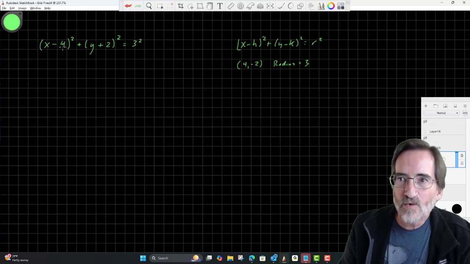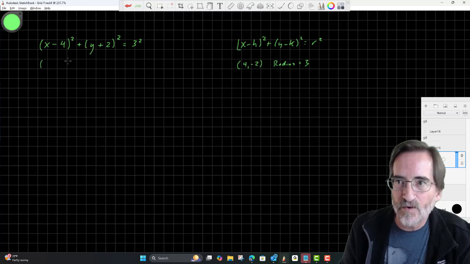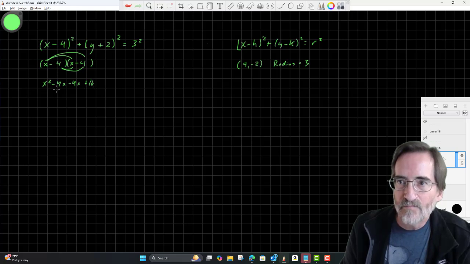We can square things out. Let me go ahead and write out the steps. I could use the perfect square pattern, which would be faster, but let me do it this way. x minus 4, x minus 4. Distribute. x squared minus 4x minus 4x plus 16. Combine the two middle terms. x squared minus 8x plus 16.